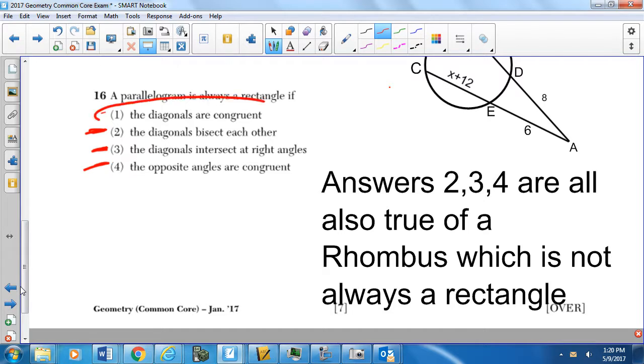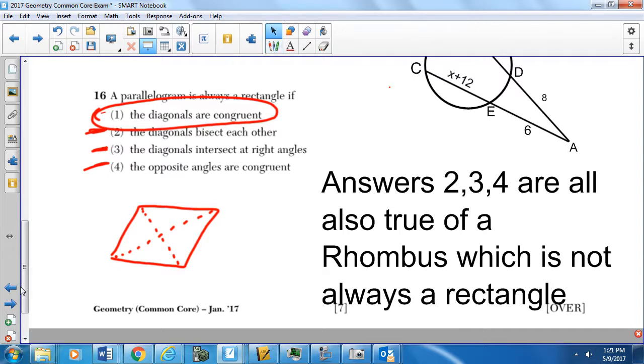The only one that guarantees you'll have a rectangle, the only property, is that the diagonals are congruent. And if you think of a rhombus, we've talked about this, when you connect the diagonal of the acute angles, that's going to be different than the diagonal of the obtuse angles. All right? That connects the obtuse angles. Okay, so that's your answer on number 16.